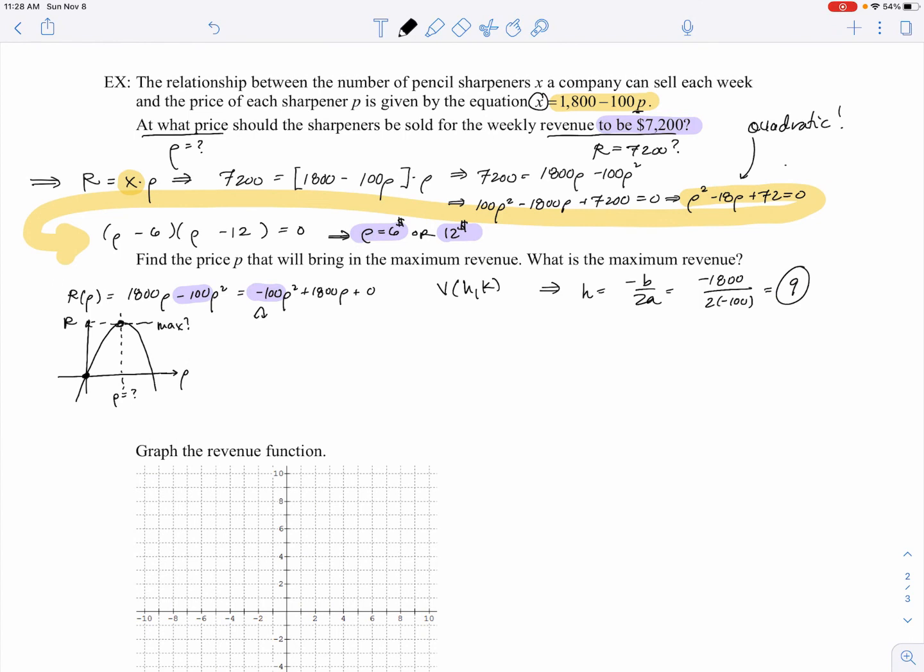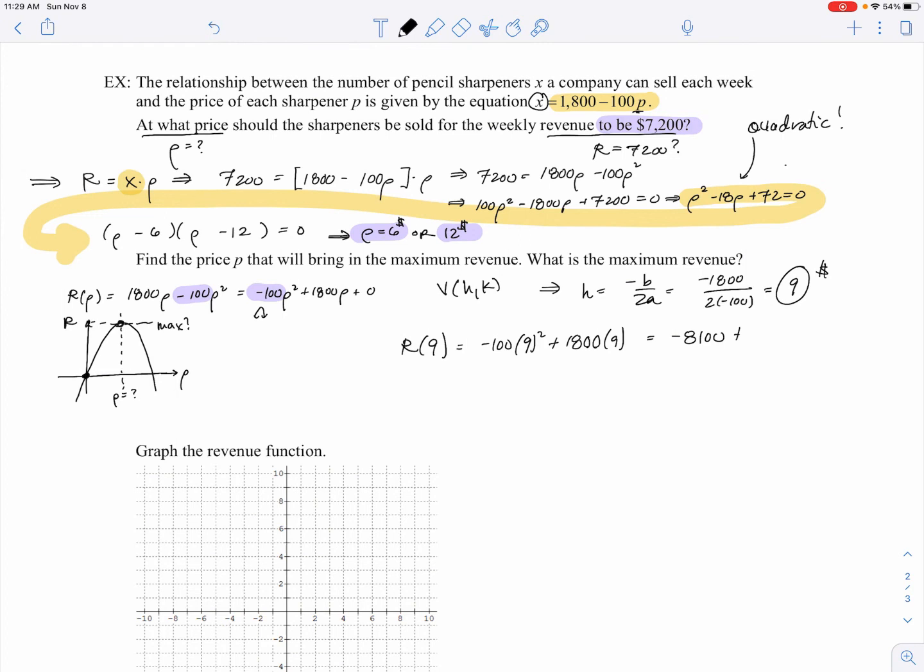So we need to sell 9 pencil sharpeners per week, apparently. And if we can do that, sorry, that's the price, excuse me, $9 per pencil sharpener. That will generate the maximum revenue, and the revenue generated at $9 is going to be negative 100 times 9 squared plus 1800 times 9, which is going to be negative 8100 plus, let's see, 90, 72.